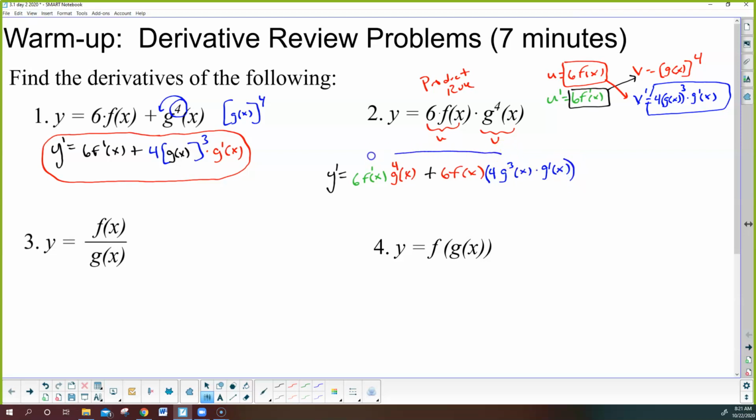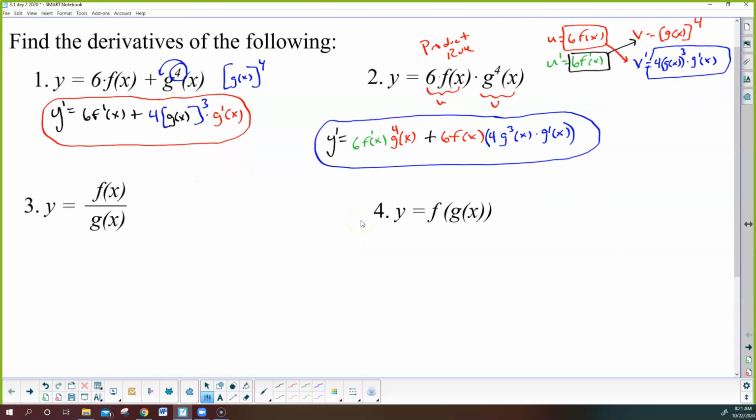And I would stop there. You could factor out a factor of 2 and a g to the third, but that's going to make it look even worse. So leave it. All right, that's probably the trickiest one.